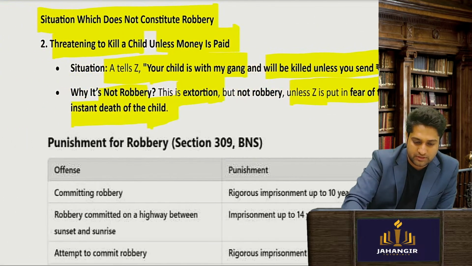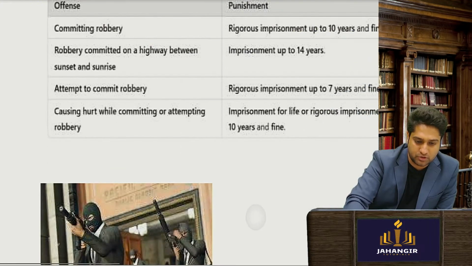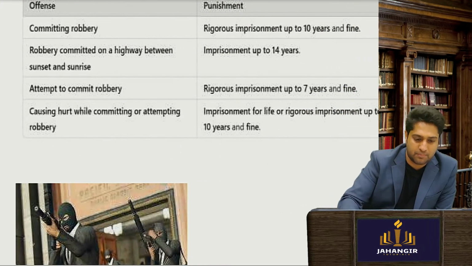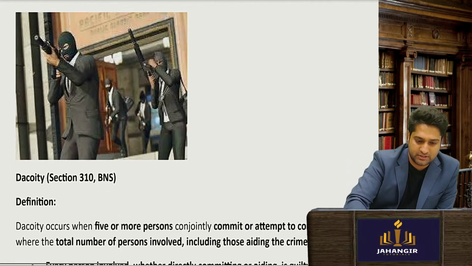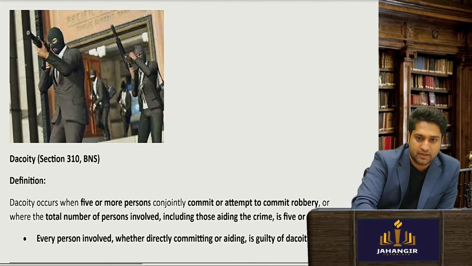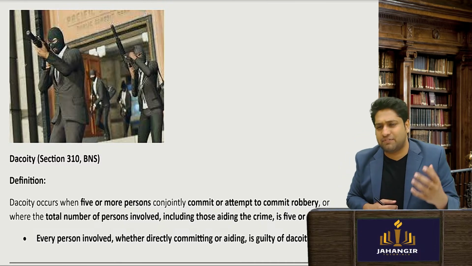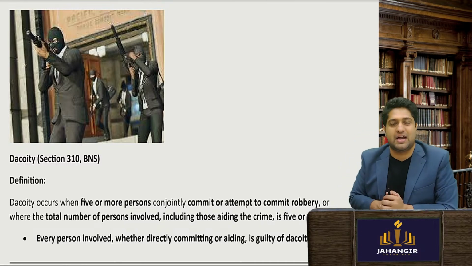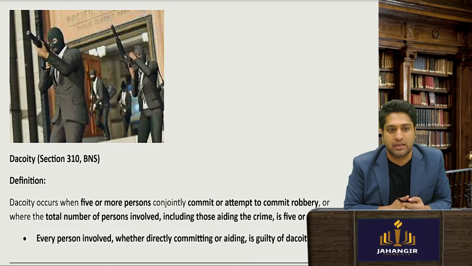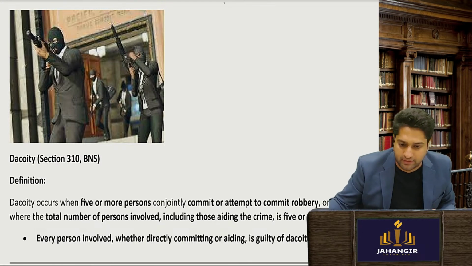Clear? So then they've given separate punishments also, when you are committing on the highway, etc. Now, we'll understand what is the next thing. All this time we were seeing a solo offender coming and asking for all these things. Now we come to dacoity.